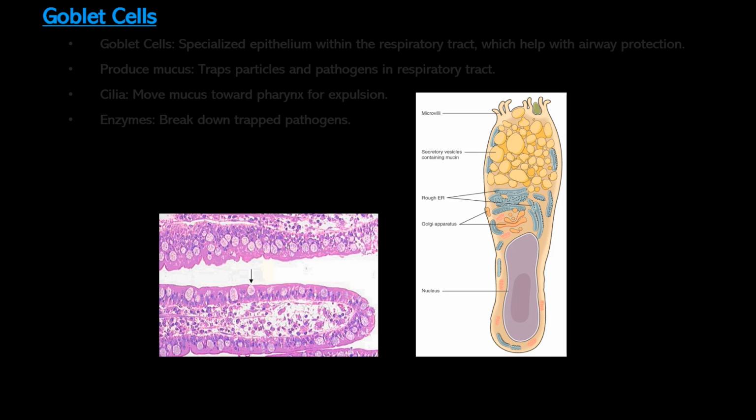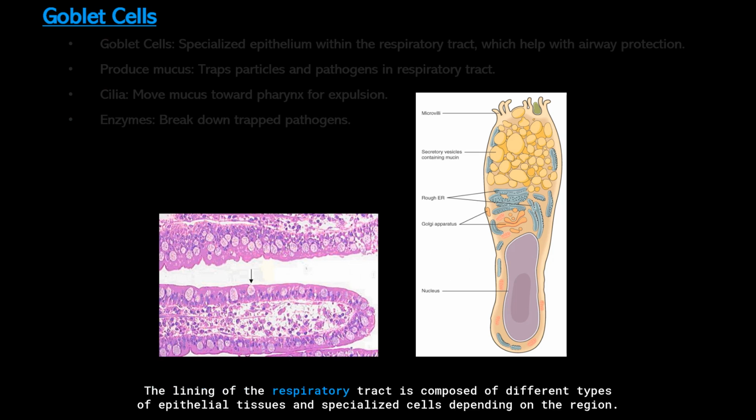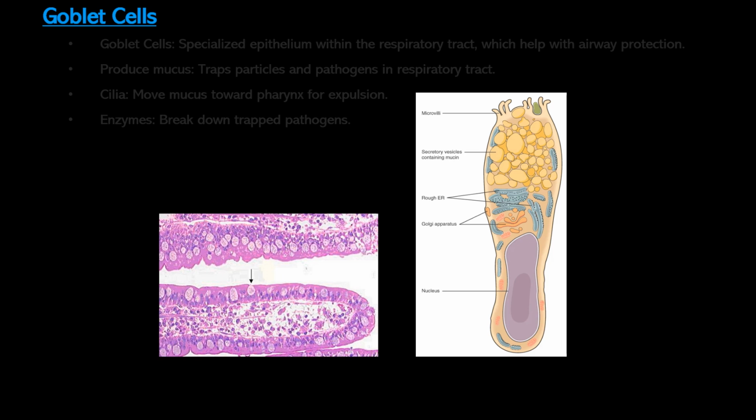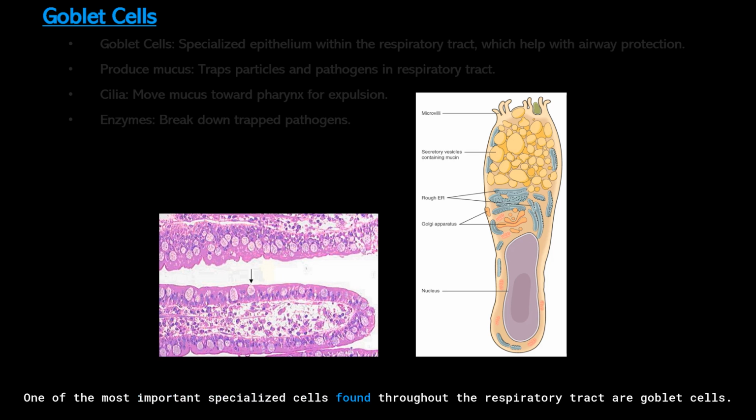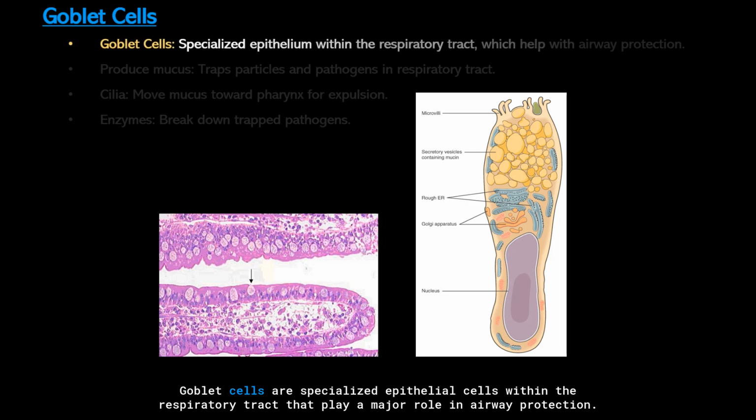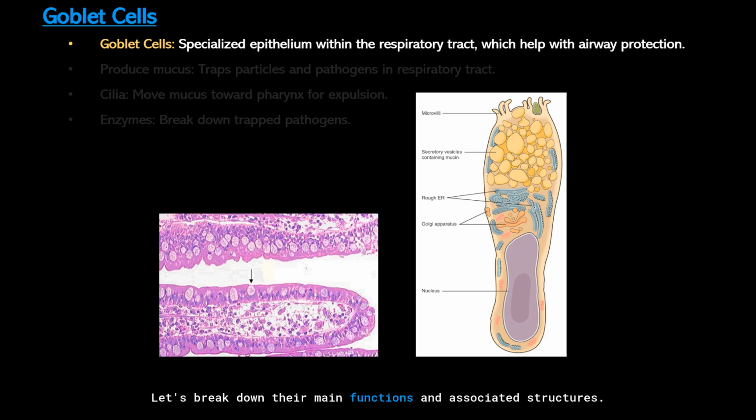The lining of the respiratory tract is composed of different types of epithelial tissues and specialized cells depending on the region. One of the most important specialized cells found throughout the respiratory tract are goblet cells. Goblet cells are specialized epithelial cells within the respiratory tract that play a major role in airway protection. Let's break down their main functions and associated structures.